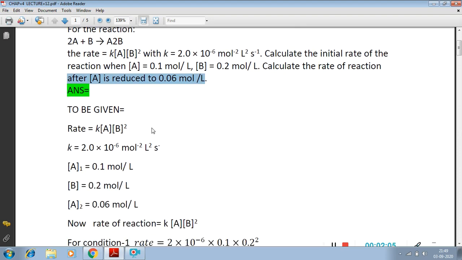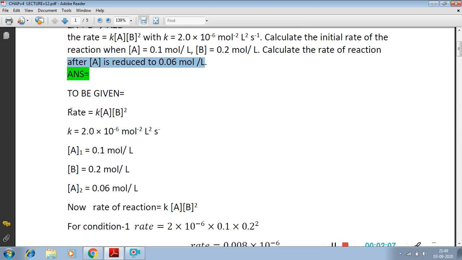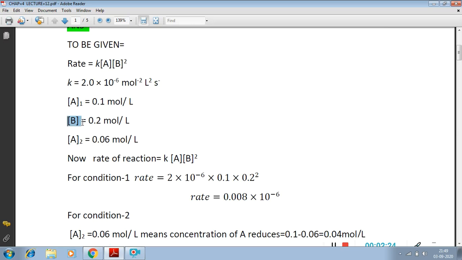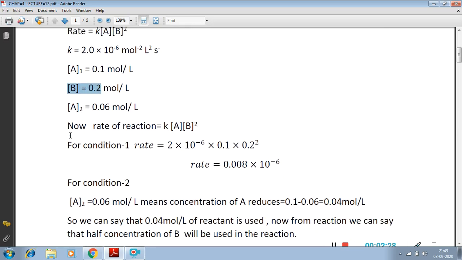So first of all, what are the values that are given to us? First, the rate equation is given to us: rate is equal to K into A into B raised to 2. The K value is given to us, 2 into 10 raised to minus 6. Initial concentration of A is 0.1. Initial concentration of B is 0.2. Now for the second condition, when A is reduced to 0.06 mole per liter.